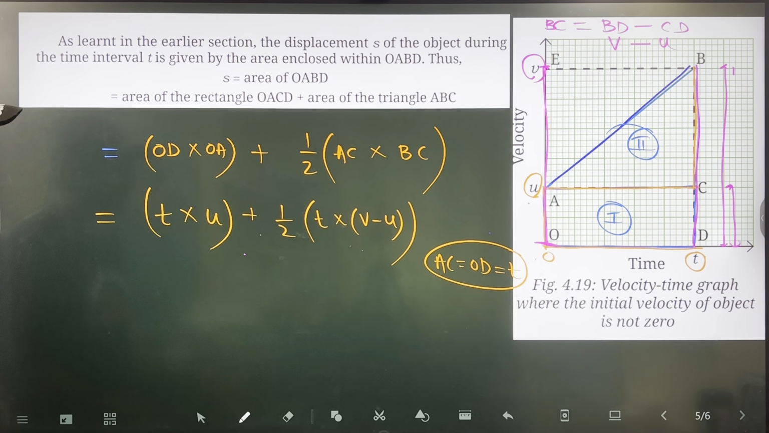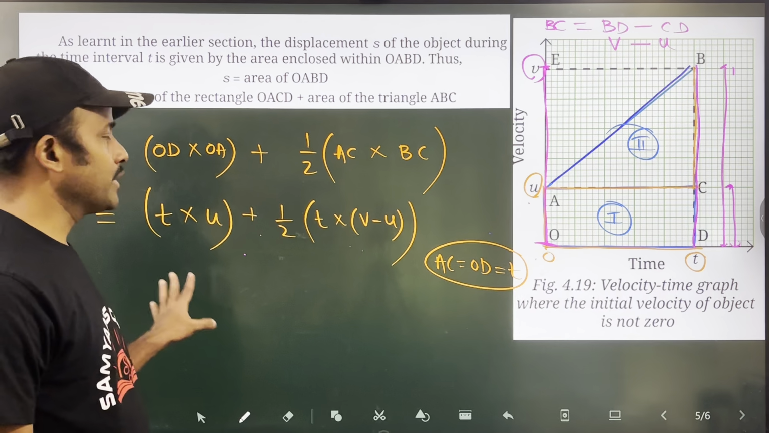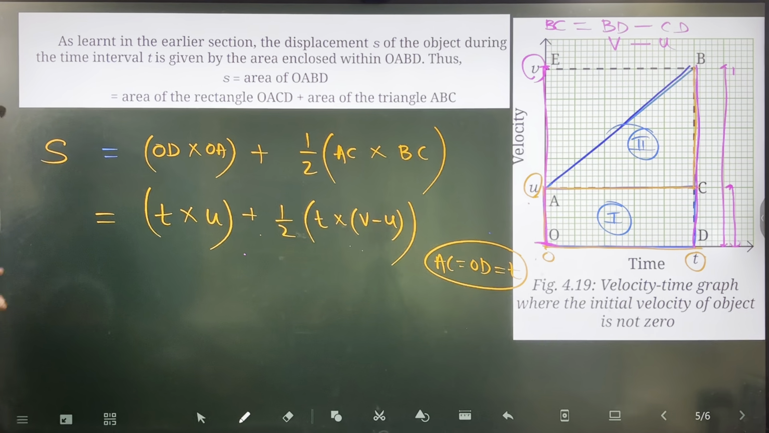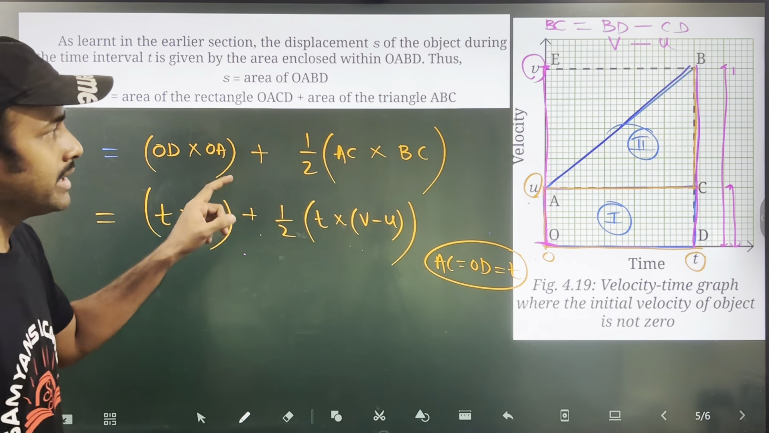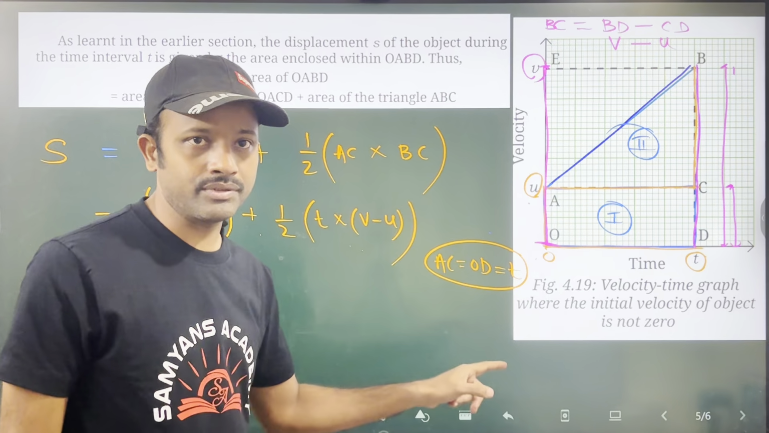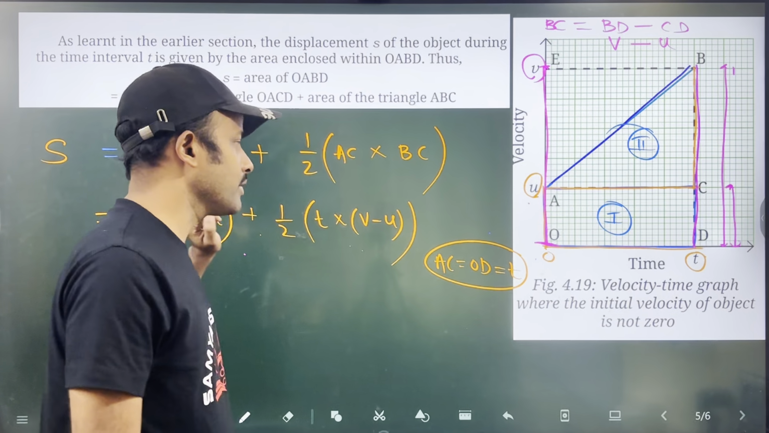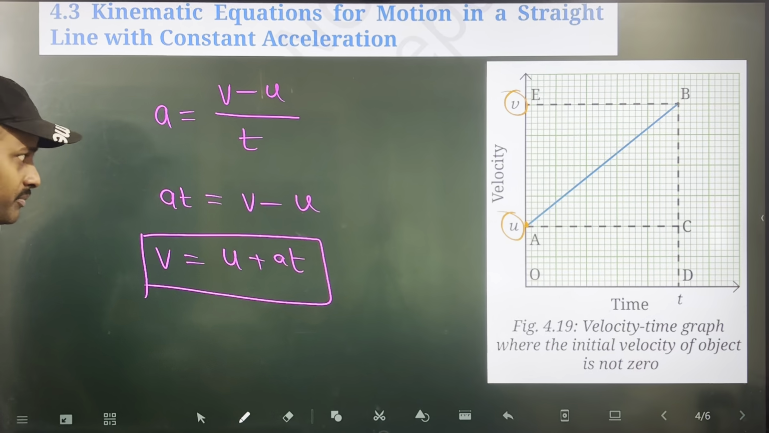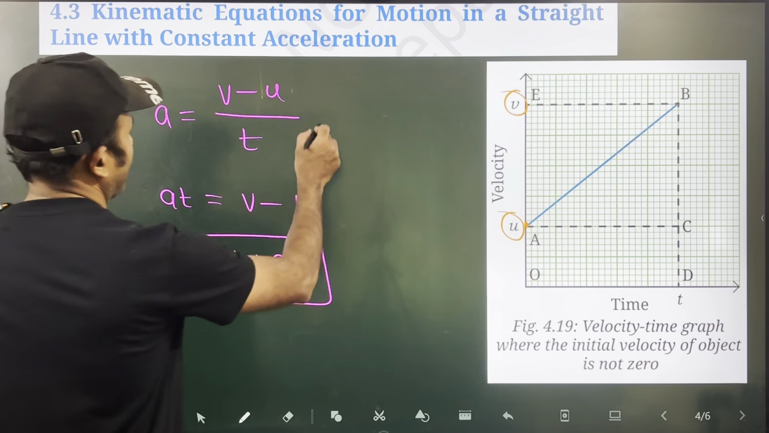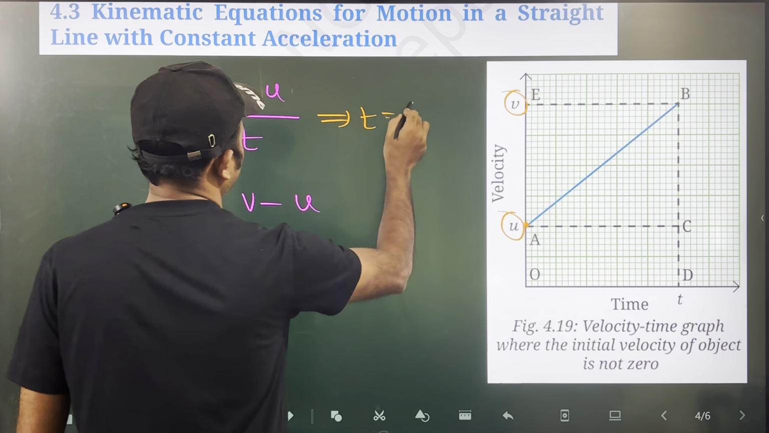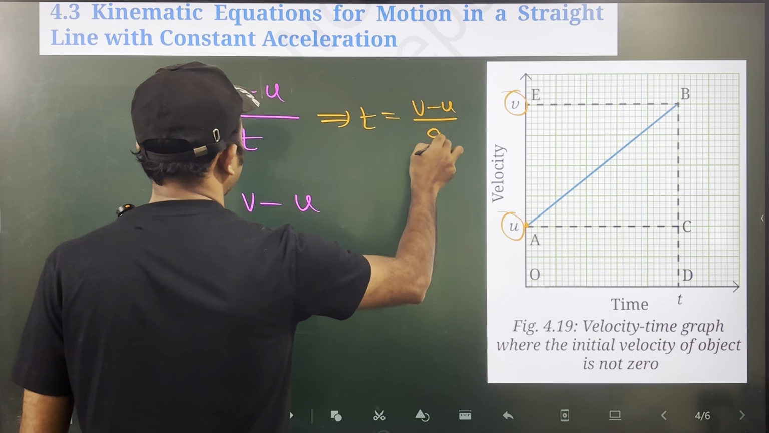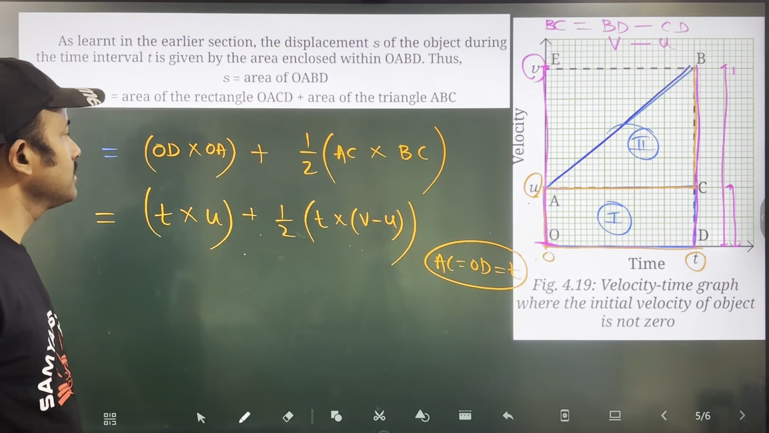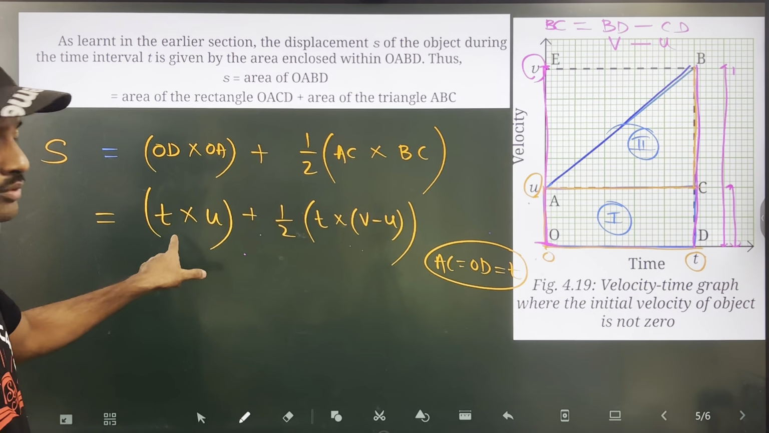Now we are going to derive the distance, that is S. So let us say this is S. The area under the velocity time graph gives you distance, that is S. Now in the previous session, from the previous equation, what is the time? So the time, the t value, we can replace with V minus U by A.